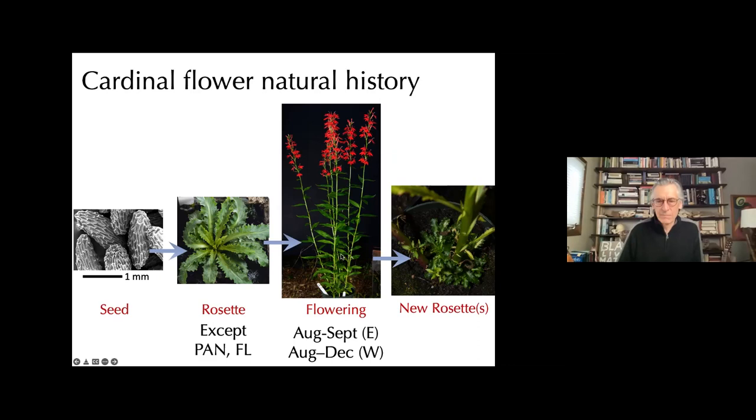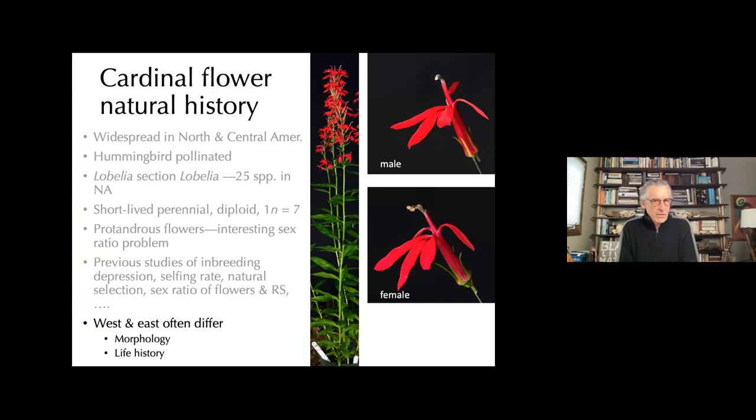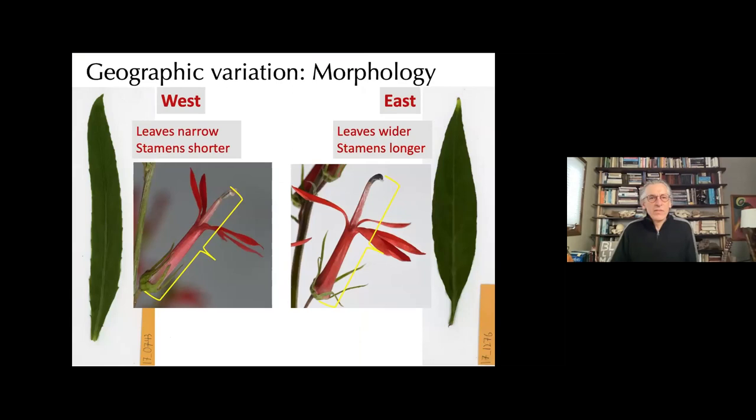Here's a rosette forming at the base of a plant. This happens to be from Texas. The plants in Texas are, as you would expect, gigantic. One of the interesting facts about cardinal flower, given its enormous range, is that East and West often differ in aspects of morphology. And this can also include life history. So some of the morphological characters that typically differ in the West, shown on the left here: leaves are often narrower compared to in the East, where they're broader.